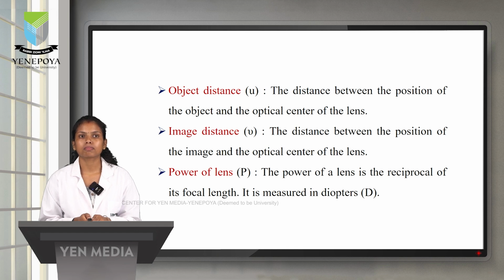The other parameters used in lenses are object distance, the distance between the position of the object and the optical center of the lens, denoted by the letter U. Image distance, the distance between the position of the image and the optical center of the lens, denoted by the letter V. The power of lens is the reciprocal of the focal length of the lens. It is measured in diopters.